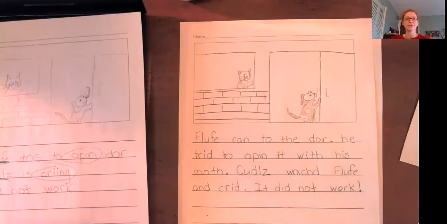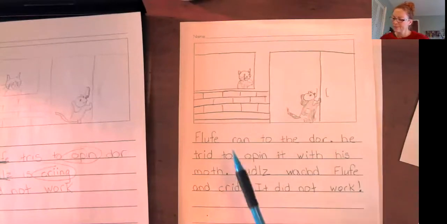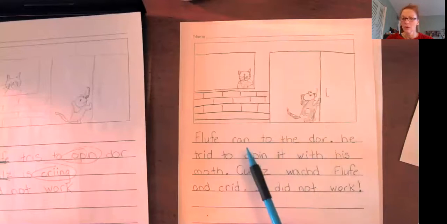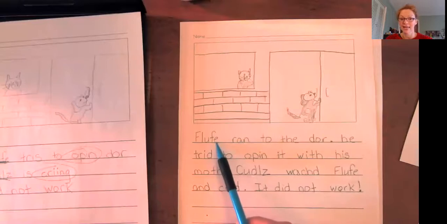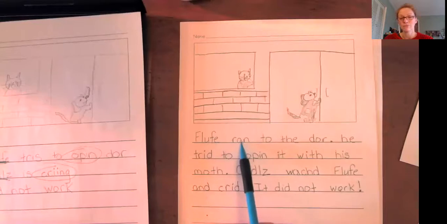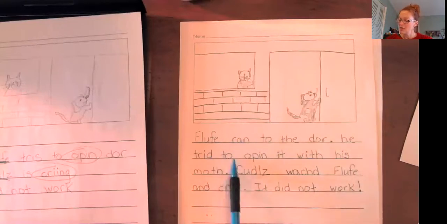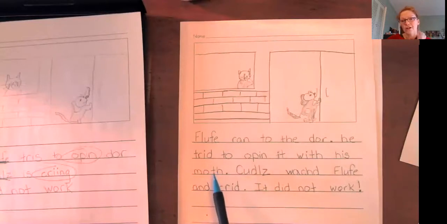All right, let's look for the verbs. What are the actions that Fluffy and Cuddles did? Fluffy ran to the door. What was the action? Yeah, ran, right? That's the verb. Fluffy ran. Nice job. Ran is the verb. Fluffy is the noun, right? Fluffy is the person, place, or thing. And what did they do? Ran. All right. He tried to open it with his mouth. What is the verb? What did he try to do? Yeah, open it. That was his action.